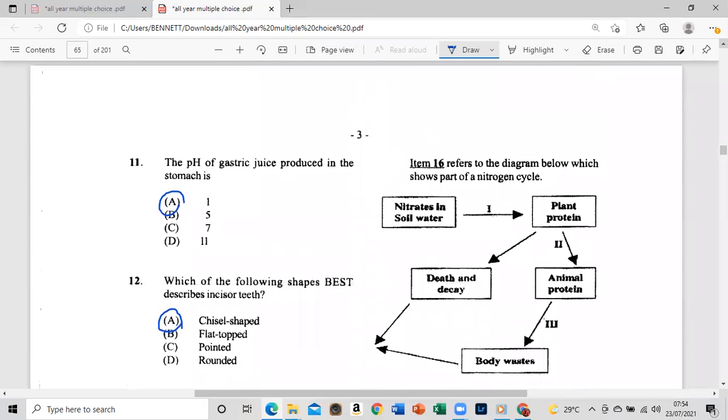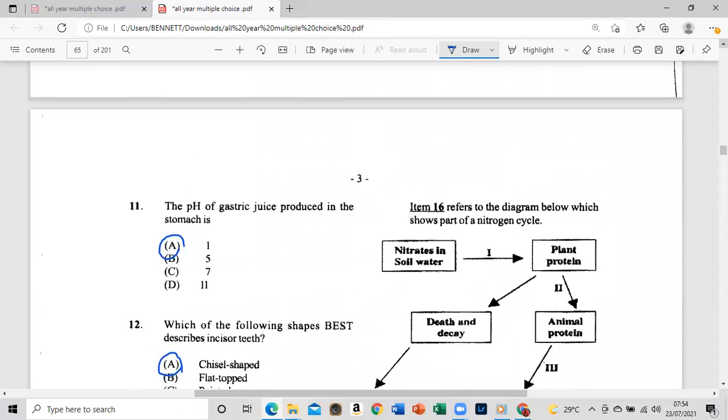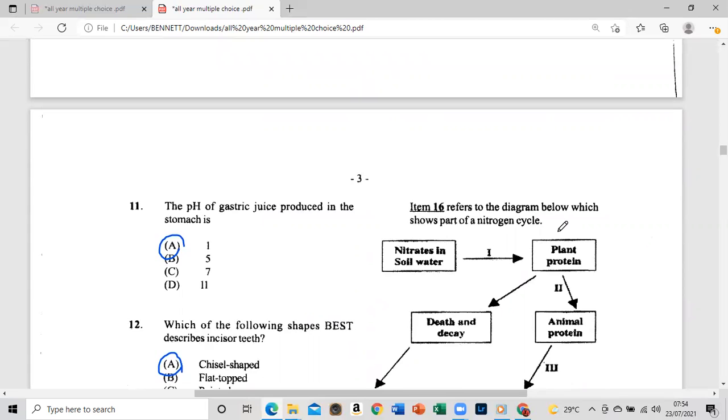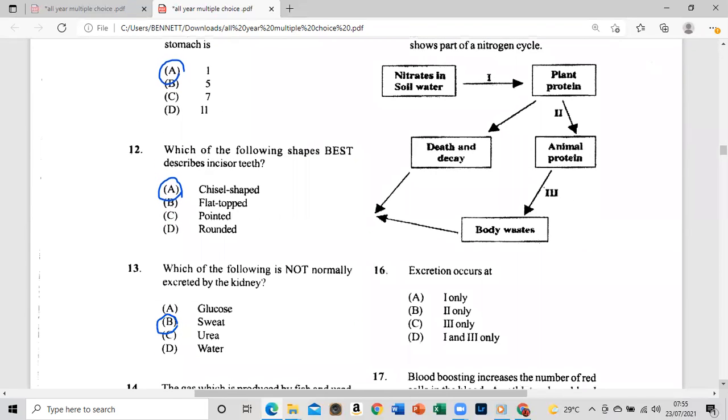All right, let's move on to number 16. And we have here the nitrogen cycle. Nitrates in soil water, plant protein, death and decay, animal protein. Let's see what they have here. Body waste. So where does execution occur?